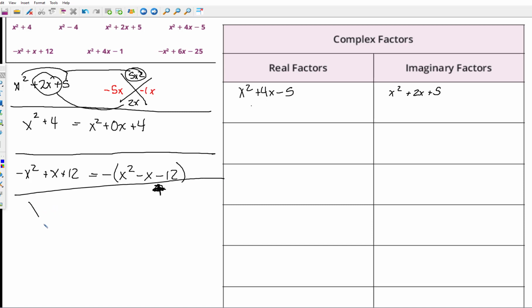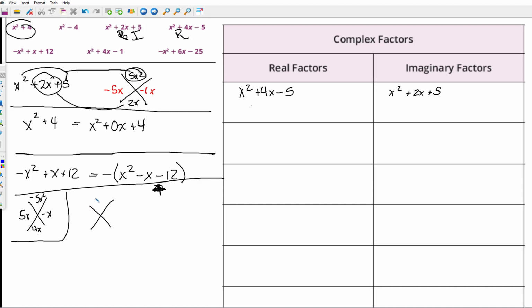Because when we did our x on this one, we end up with negative 5x squared and 4x, so 5x and negative x. What's the next one? What's another one that can get factored?